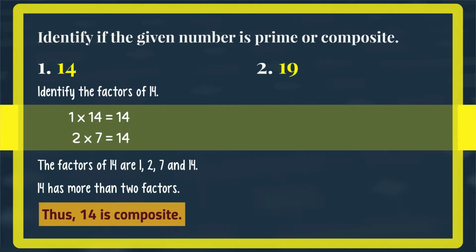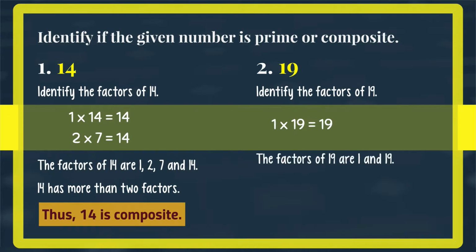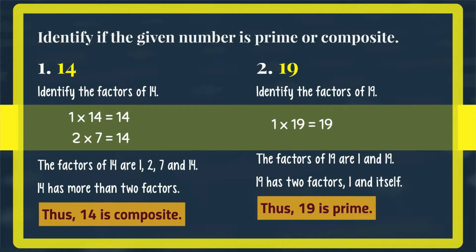Next, we have 19. Is 19 prime or composite? Let's find out. First, we need to identify the factors of 19. As always, 1 and 19 itself are factors. But there are no other factors other than 1 and 19. So, the factors of 19 are 1 and 19. It has two factors. Thus, 19 is prime.